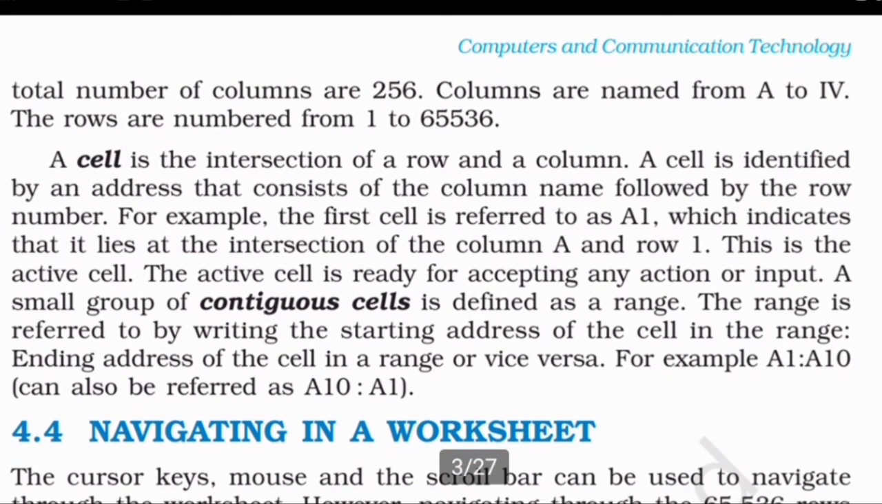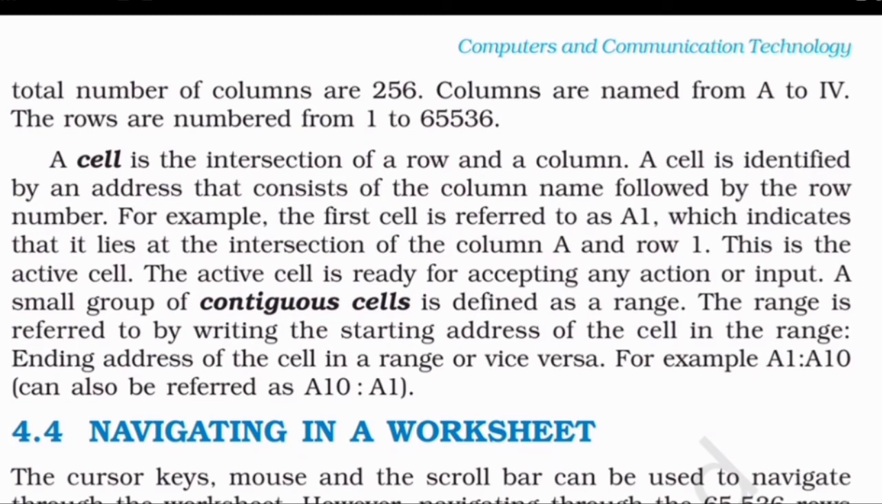So what is a cell? A cell is the intersection of a row and a column. A cell is identified by an address that consists of the column's name followed by the row number. For example, the first cell is referred to as A1, which indicates that it lies at the intersection of column A and row 1. This is the active cell. The active cell is ready for accepting any action or input.